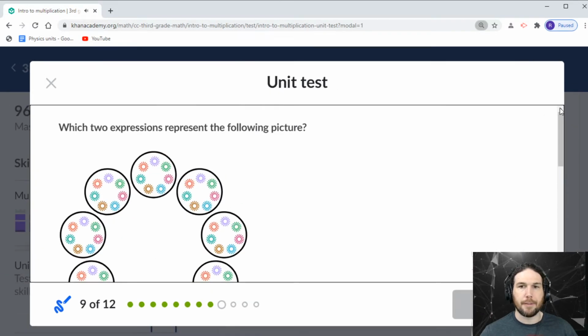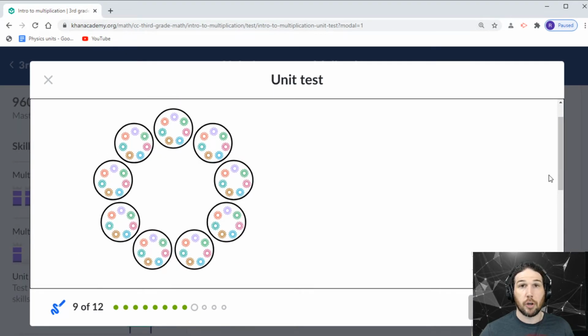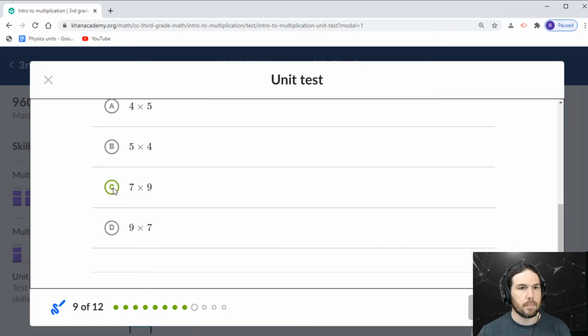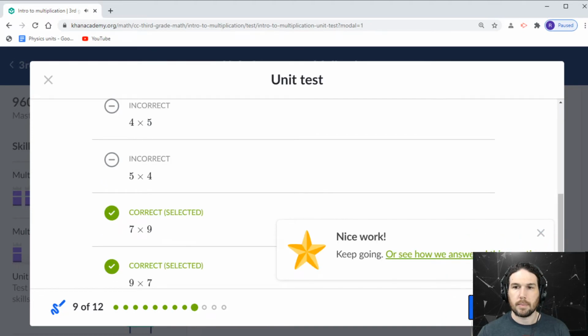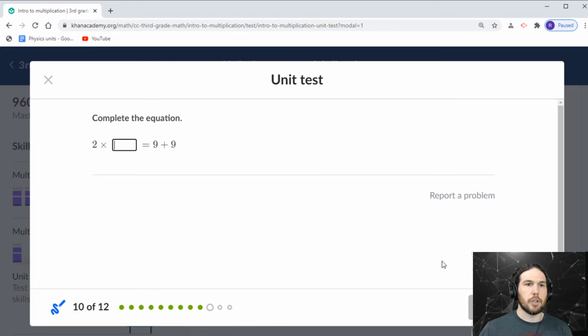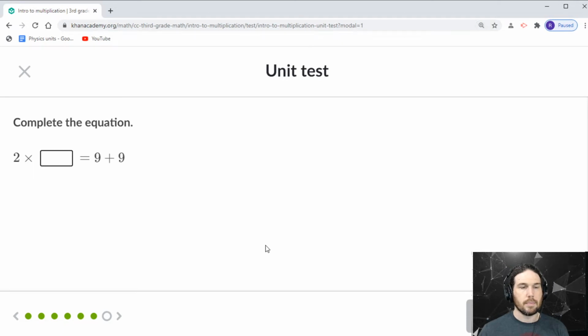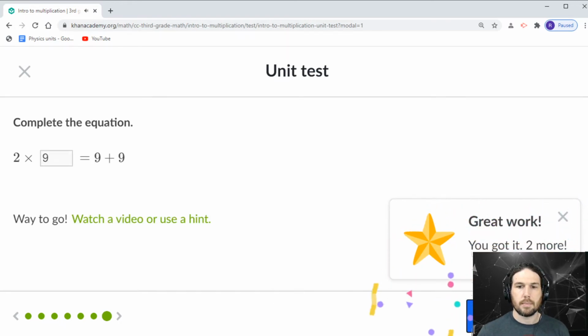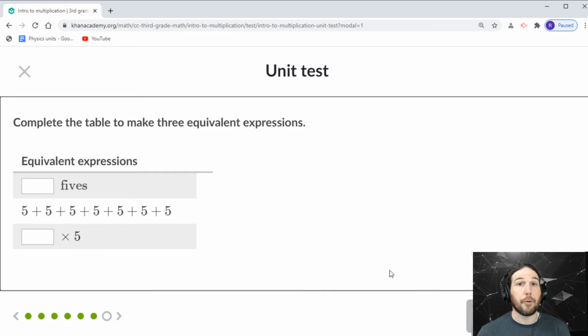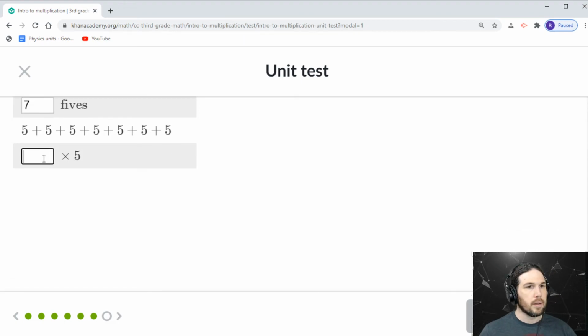What 2 expressions represent the following picture? I'm sure you can figure them both out without me having to show you the answers. That looks like 7 times 9 to me, which is also 9 times 7. Complete the equation. 2 times blank equals 9 plus 9. That's just another way of saying 2 times 9. Complete the table to make 3 equivalent expressions. Well, that looks like 1, 2, 3, 4, 5, 6, 7 5s to me, which is 7 times 5.